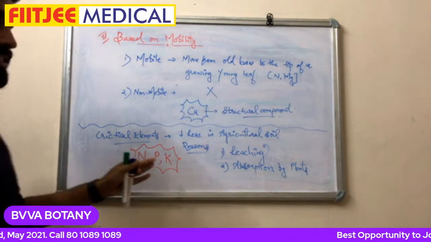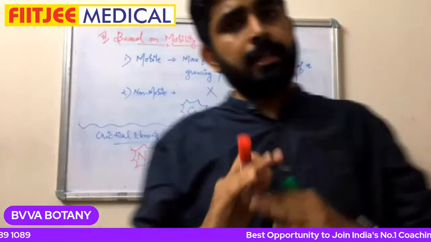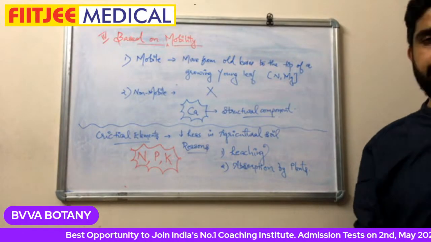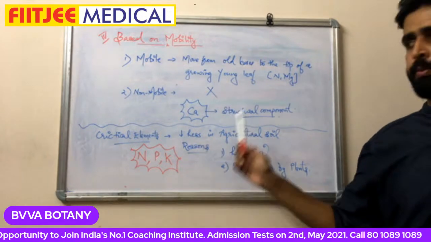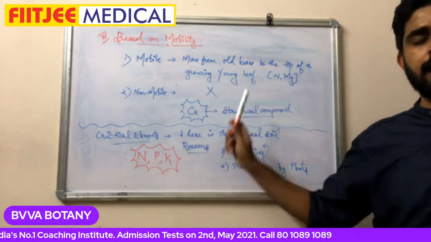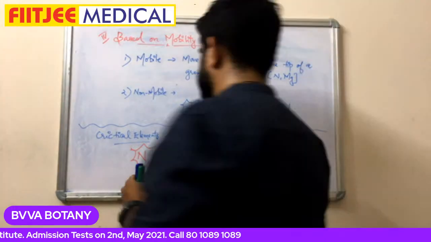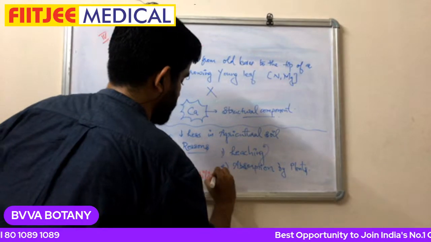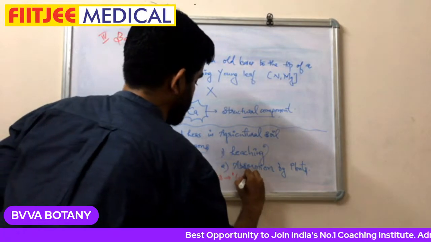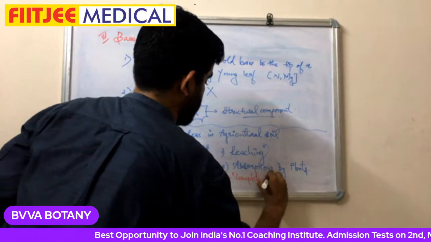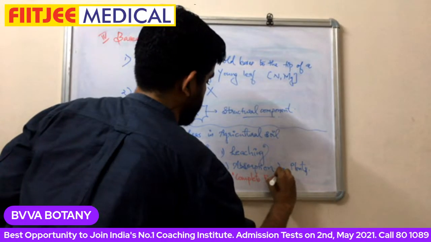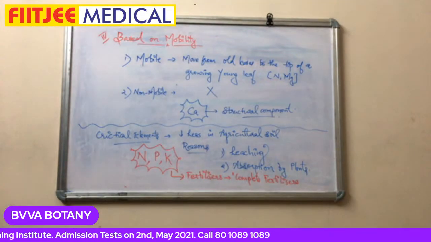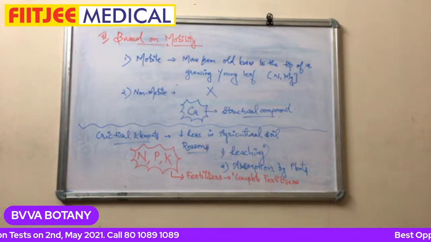Their deficiency causes some symptoms in the plant, which we call the primary deficiency. Any fertilizer which has these elements is considered as what? Complete fertilizers. So this is a term: critical elements.